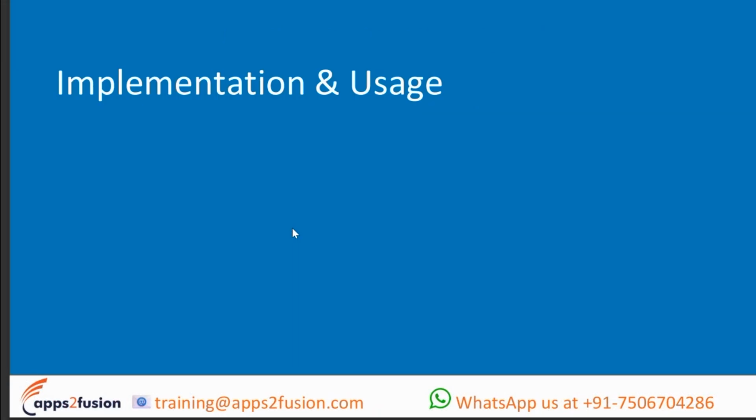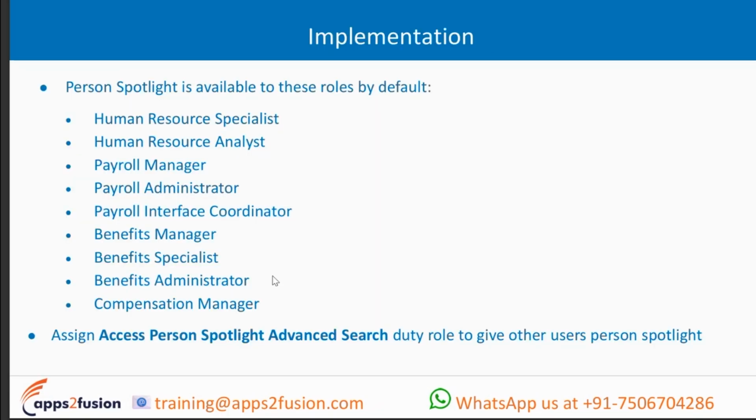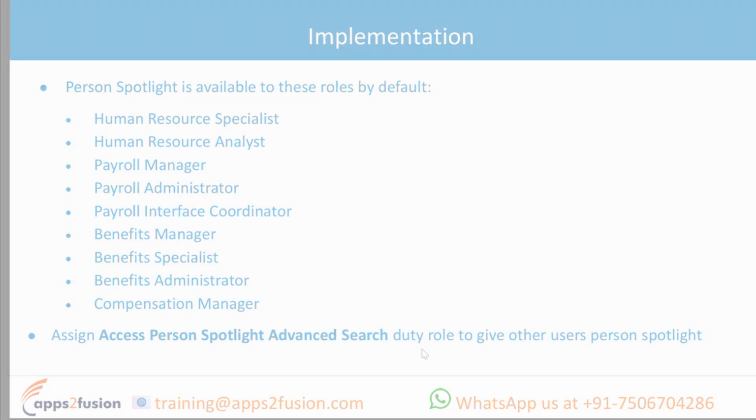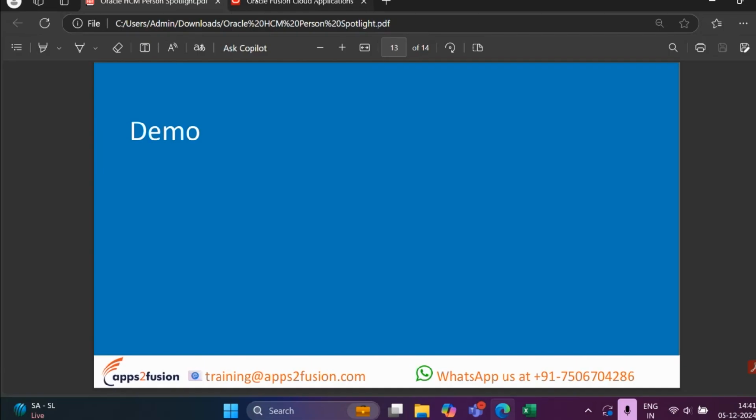The next is how we implement Person Spotlight and user. So Person Spotlight by default is available to these users. To grant Person Spotlight to a particular user, we give them this Access Person Spotlight Advanced Search duty role. Through this, we can give other custom roles the access to Person Spotlight. Right. So next is the demo.